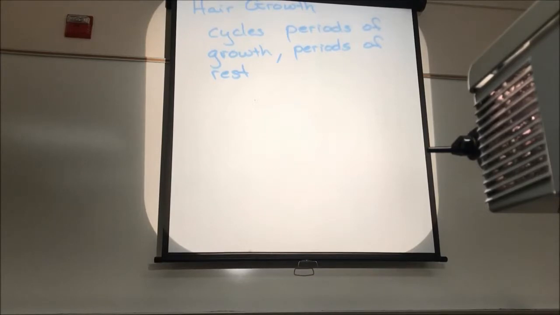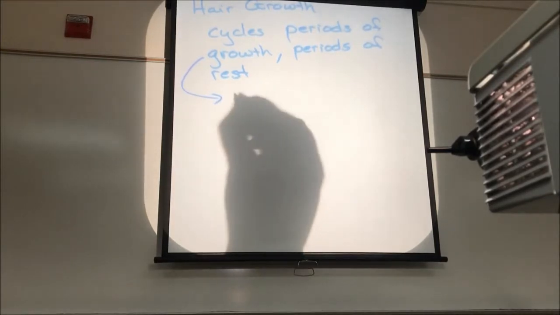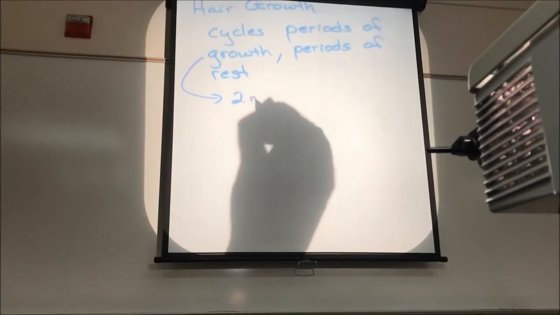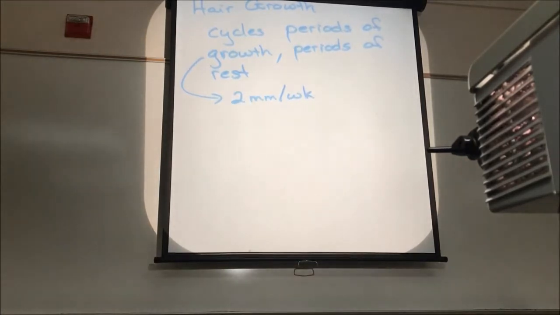All right. Overall, on average, during the growth phase, the hair shaft will have about 2 millimeters added to it per week. Although, again, this is variable. Different hairs on different parts of our body grow at somewhat different rates. The scalp, for example, grows faster than body hair.